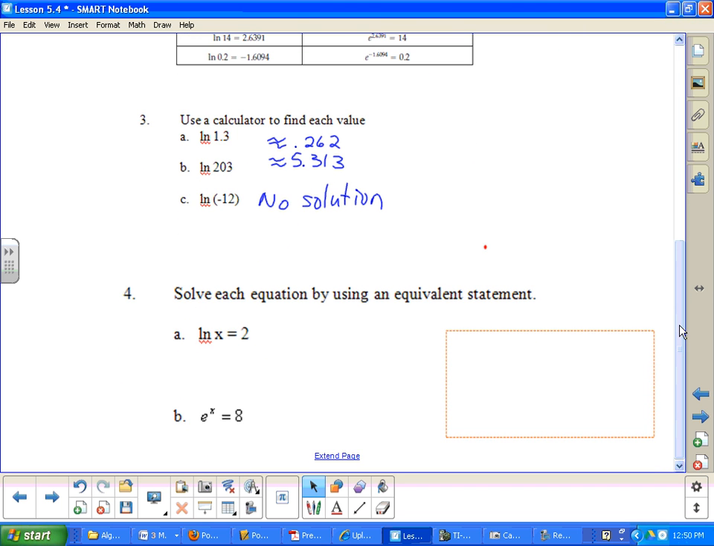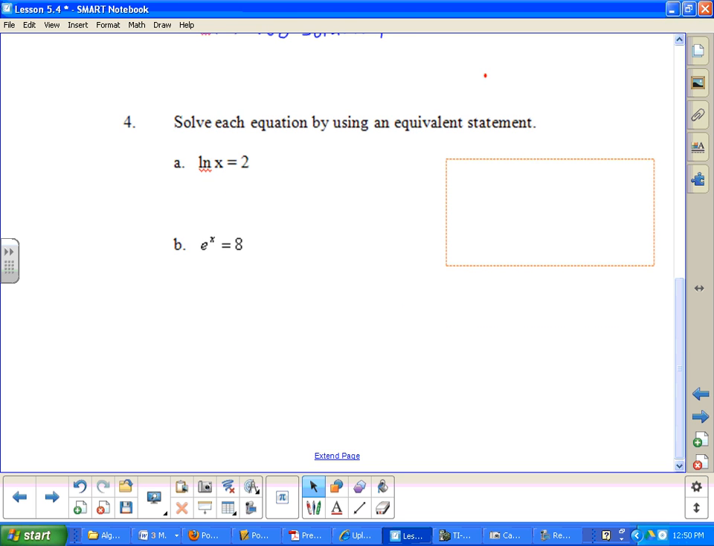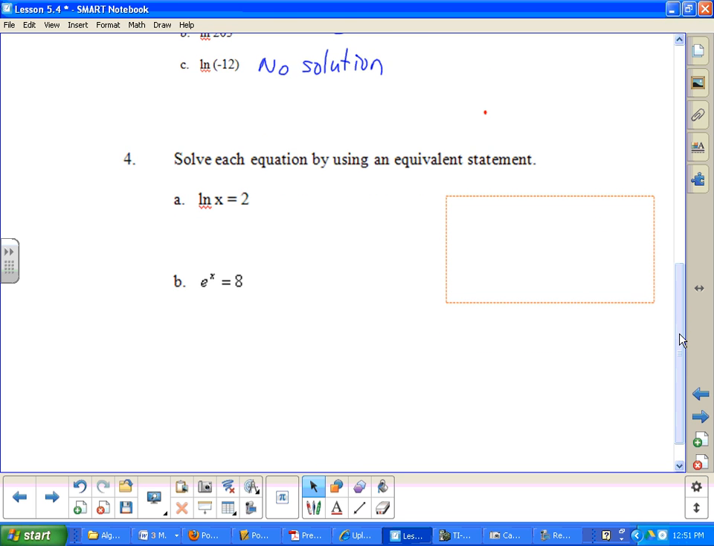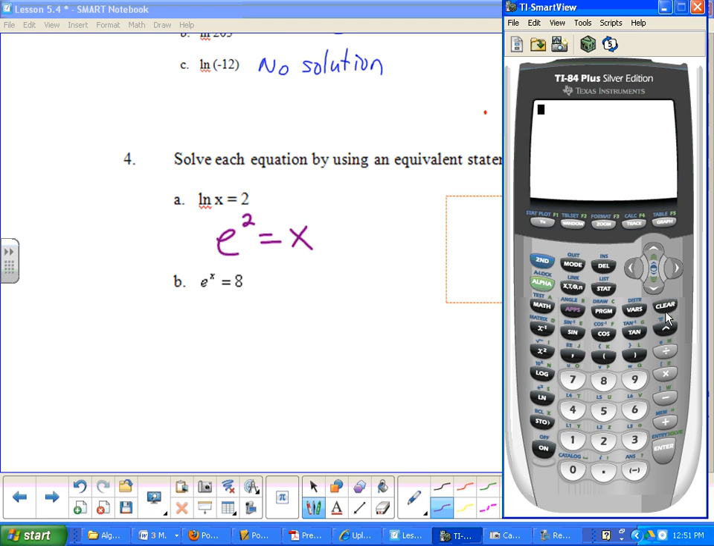So for number 4 here, we try to solve these by using the equivalent statement. For letter A, that means we want to solve the equation e raised to the power of 2 is equal to x. Now, using my calculator, I will do second natural log to the second power. So approximately 7.389.